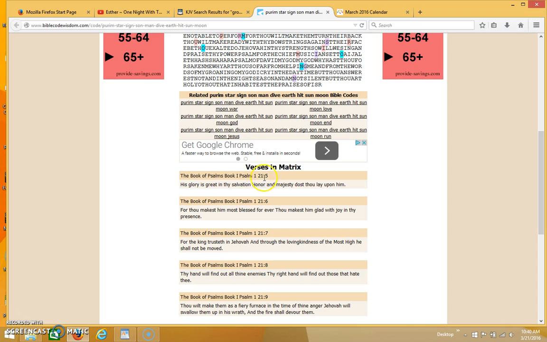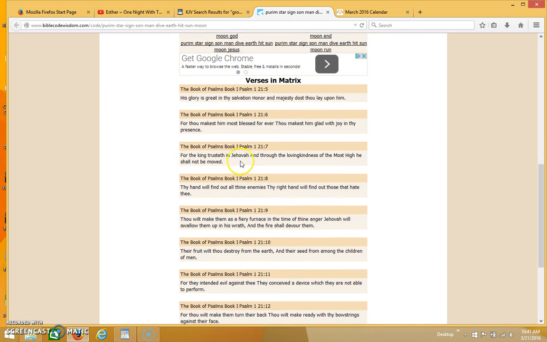Okay, and I'm going to start over here with verse 5, and as I showed you earlier, this is referring to Jesus, to Yeshua, which is salvation. So I'm going to start reading from this verse, and it says, "His glory is great in thy salvation, honor and majesty dost thou lay upon him. For thou makest him most blessed forever. Thou makest him glad with joy in thy presence. The king trusteth in Jehovah, and through the loving kindness of the Most High he shall not be moved.